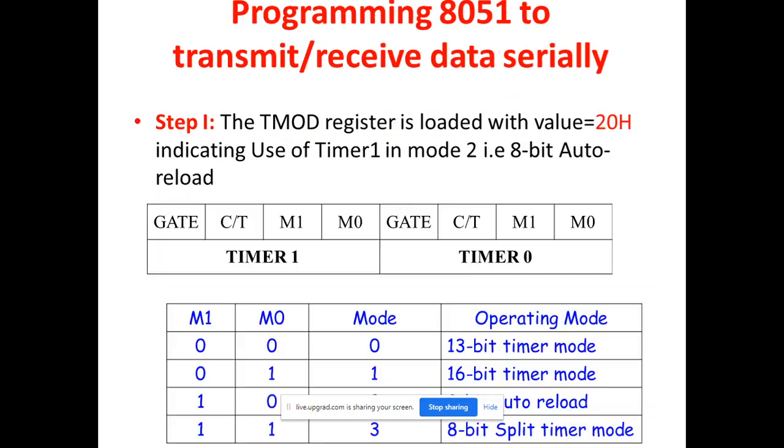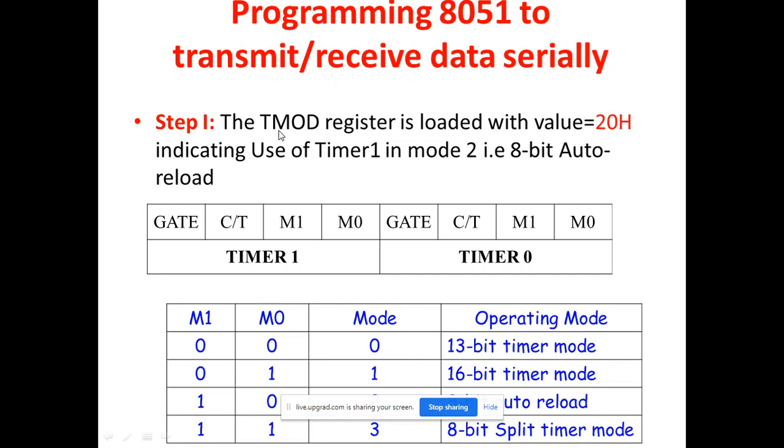Okay, now we have covered all this part. Now the actual programming of 8051 to transmit and receive data serially. Now I am explaining the algorithm, and this algorithm we are following for all the programs, and that's why it is very important. Okay, now the first step for serial communication is that we must take help of a timer to set the baud rate.